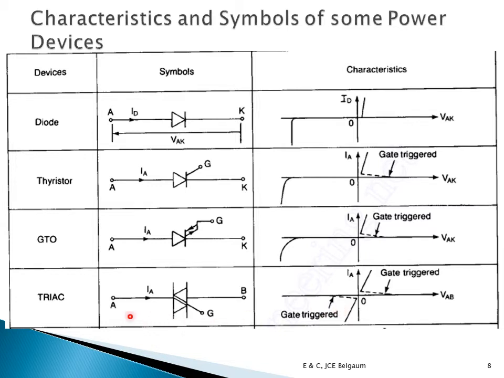In the third quadrant, I am applying a reverse voltage between A and B, and the current can flow in the reverse direction. So it is possible, it will break down and it will turn on. So the basic idea is that a TRIAC is bidirectional. This is one device which is going to carry current in both directions, whereas all these other devices are carrying current in one direction, that is from anode to cathode.